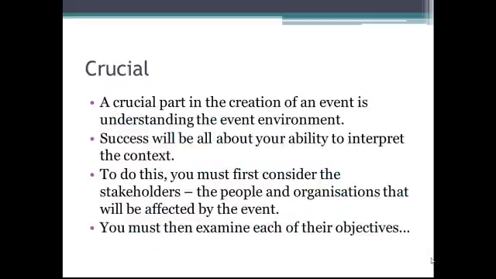So it's crucial in the creation of an event that you understand the environment for the event. And by that we mean a lot about the context, and your success in winning a bid for an event will be on your ability to interpret that context and understand the people. So in order to do that, you need to know who your stakeholders are, the people and the organisations that are going to be affected by the event, and what their perception of it will be, perhaps before the event as well as after the event.